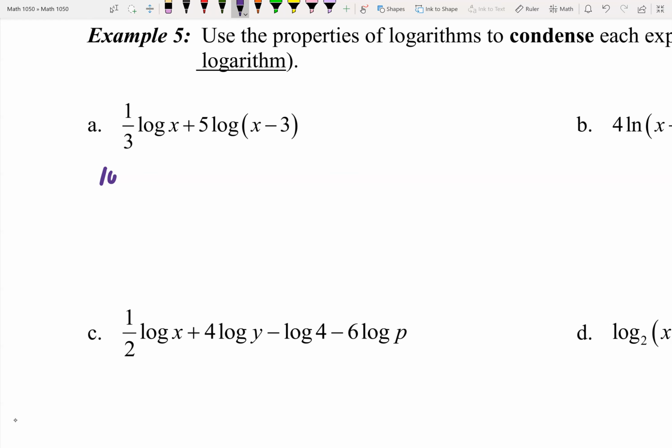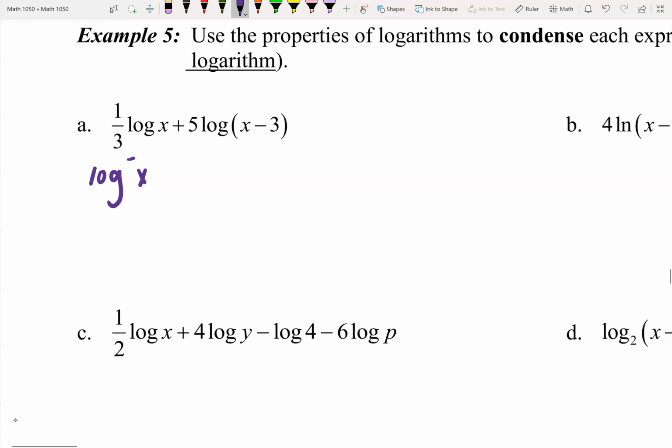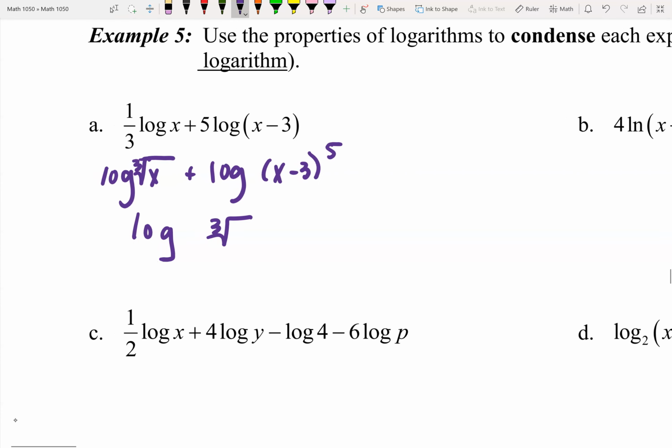Okay, so everybody write log of x. Now, do I really want to write log of x to the 1/3? No. Because then I'm going to have to write it as a cube root. So this is the log of the cube root of x plus the log of x minus 3 to the 5th. And now I'm ready to condense. When I condense, I write the word log 1 time. Those are added. So when I squish them, they're going to be what, everybody? Multiplied. Yep. So it would be the cube root of x multiplied by x minus 3 to the 5th.